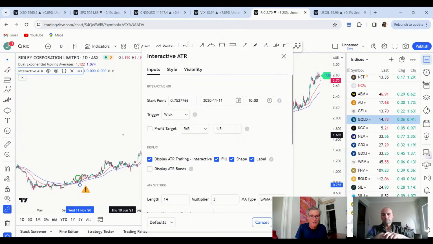If you're doing this yourself, you go into inputs, and I'm going to go down. This is the length of time it's measuring over. It's just calculating the ATR, the average true range, over 14 days. So 2 weeks. That's fine for this. You see the multiplier is 3. I said I use 10. So let's use 5. Let's see what happens if we use 5.